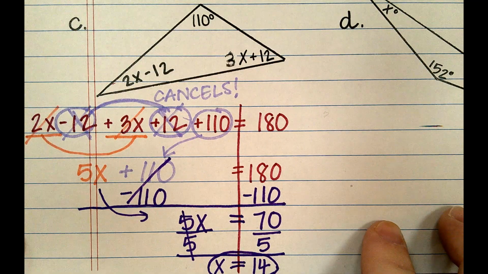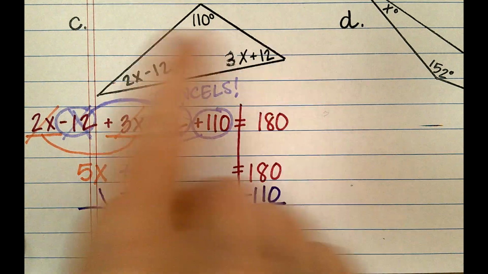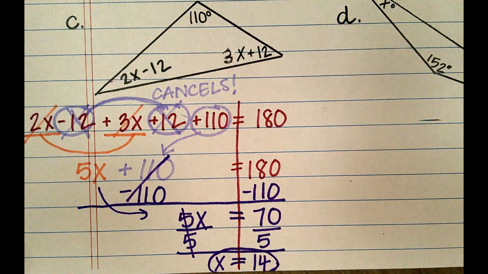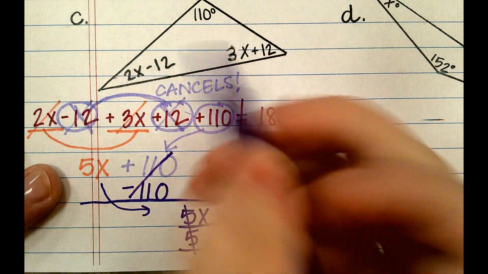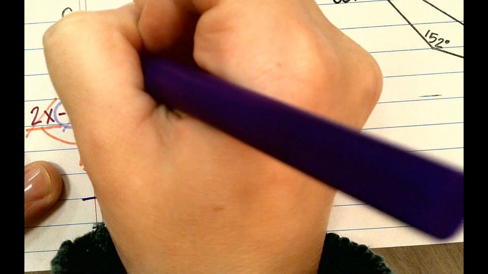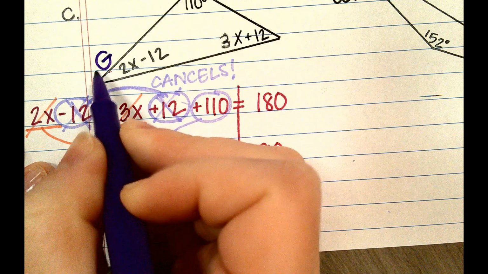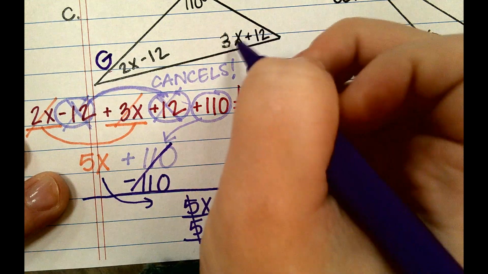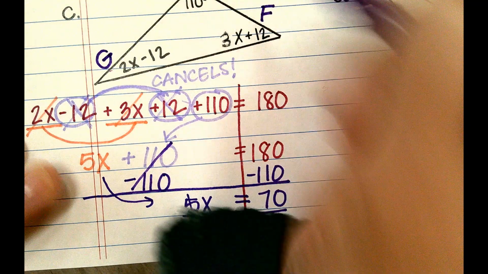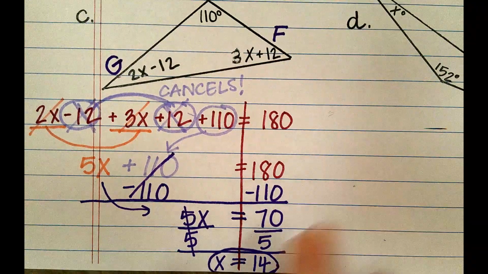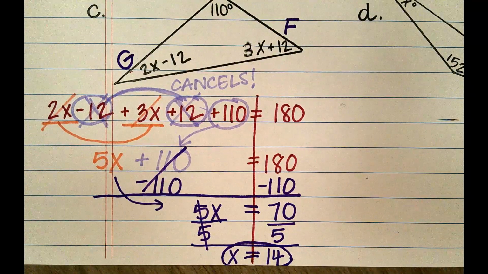Okay. So if I know that x equals 14, can I use that to find these angles? Now I have two to find. Let's call the 2x minus 12 angle G, and then the 3x plus 12, we'll call that F. So, how could I find angle G?